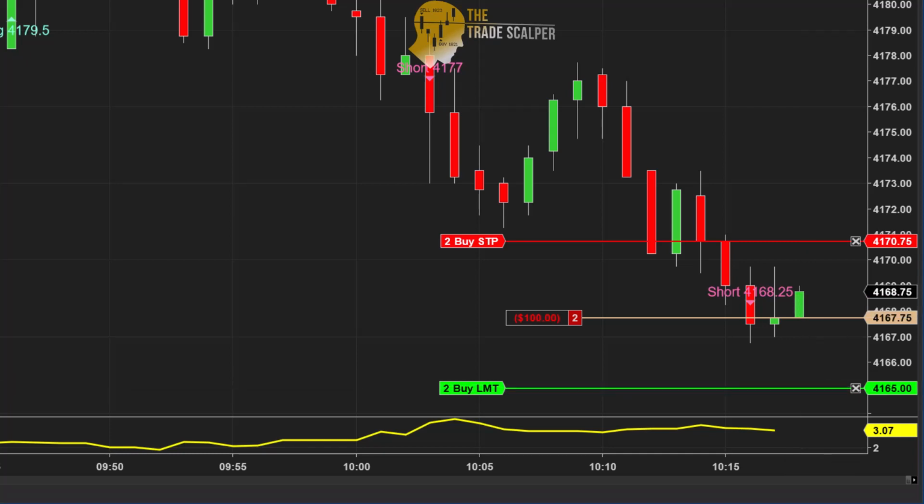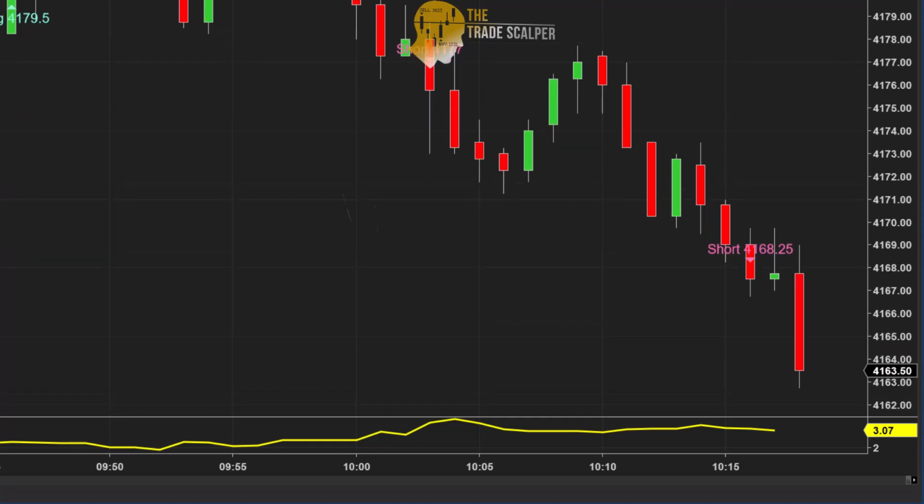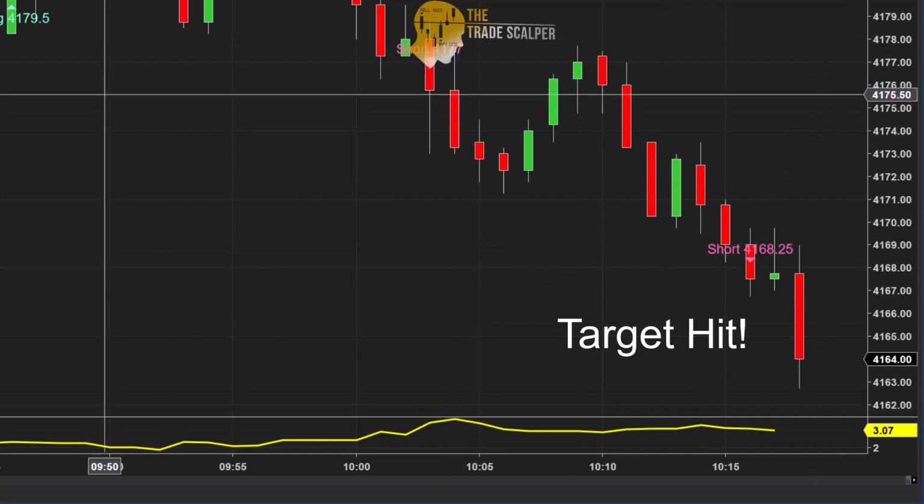Now, if the market was slow and the ATR was possibly 4 ticks or 5 ticks, then just take 4 or 5 ticks and then trail a stop from there. But at this point, since the ATR is 12 ticks or 3 points, as you can see there in that yellow line, we're looking for a little bit larger of a target.